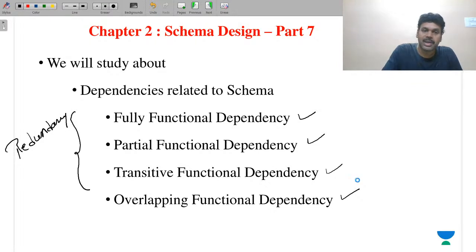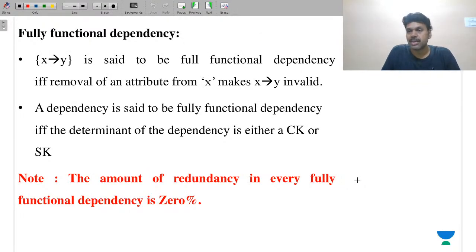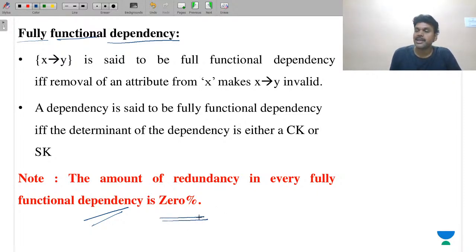So we are going to learn each and every functional dependency: the different functional dependencies as shown on the previous page, fully functional, partial functional, and transitive dependencies, as well as overlapping dependencies. If you look at the first one, that is fully functional dependency. If you take a fully functional dependency, you will say that 100% your redundancy is 0. Why is your redundancy 0? Because a fully functional dependency tells you that you never see the concept of redundancy in it. That's why the redundancy in a fully functional dependency is 0.